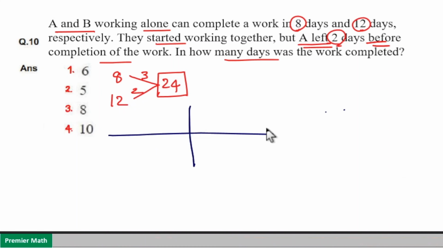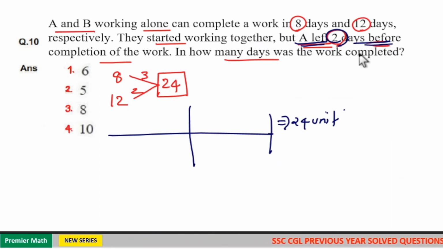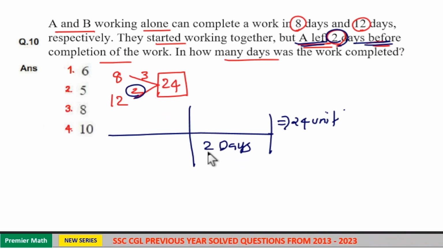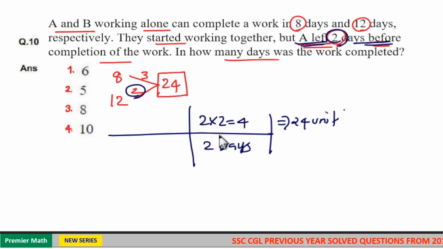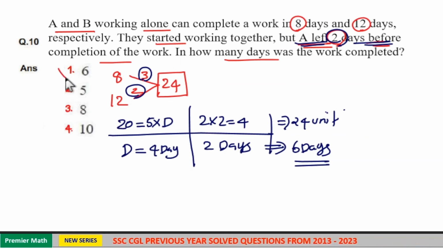Now, total work is 24 unit, means here A left 2 days before the completion of the work, which means in 2 days B alone works. So B completes 2 unit of work in a day. So in 2 days, 2 into 2, 4 unit of work he completed, which means remaining work is 24 minus 4, which is 20 unit, completed by both A and B. That is 3 plus 2, 5 unit of work will be completed by A and B in 1 day. So in D days, they will complete 20 unit, which means D is equal to 20 by 5, 4 days. So total number of days is equal to 4 plus 2, 6 days. That is in 6 days, 24 unit completed. Option 1 is your answer.